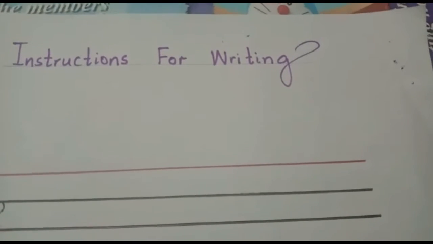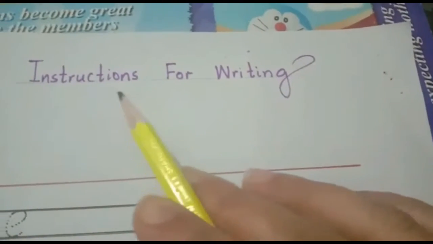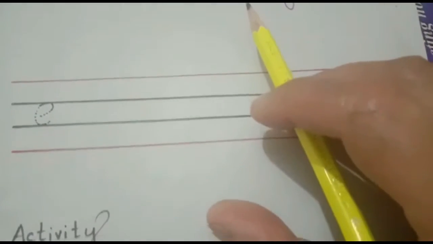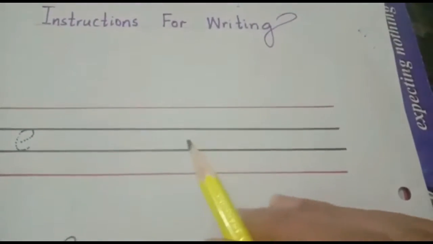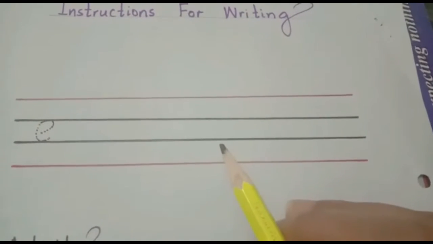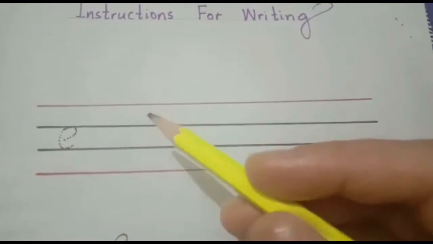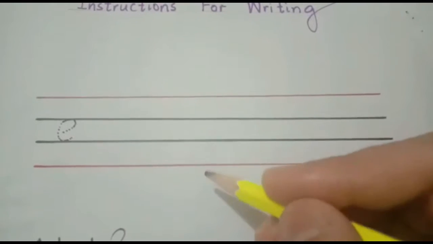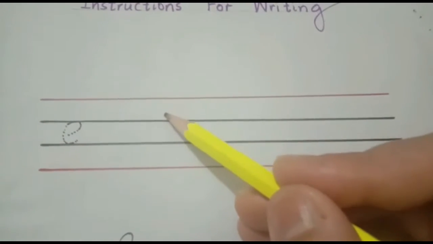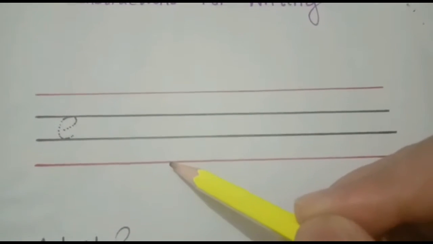This part is about instructions for writing. For this you can see a line pattern, and how we will write small e on a line pattern. First of all, I will discuss this line pattern in front of you. This is the top line, next is the middle line, base line and lower line.